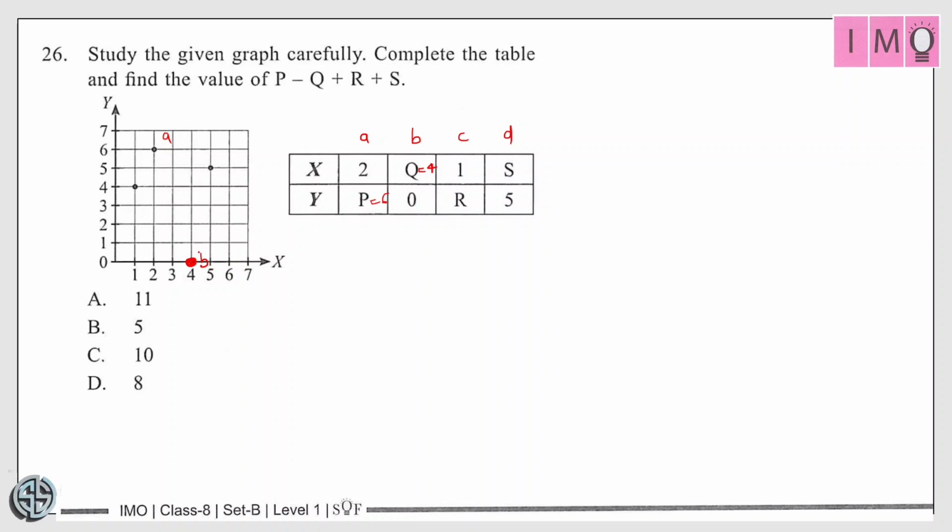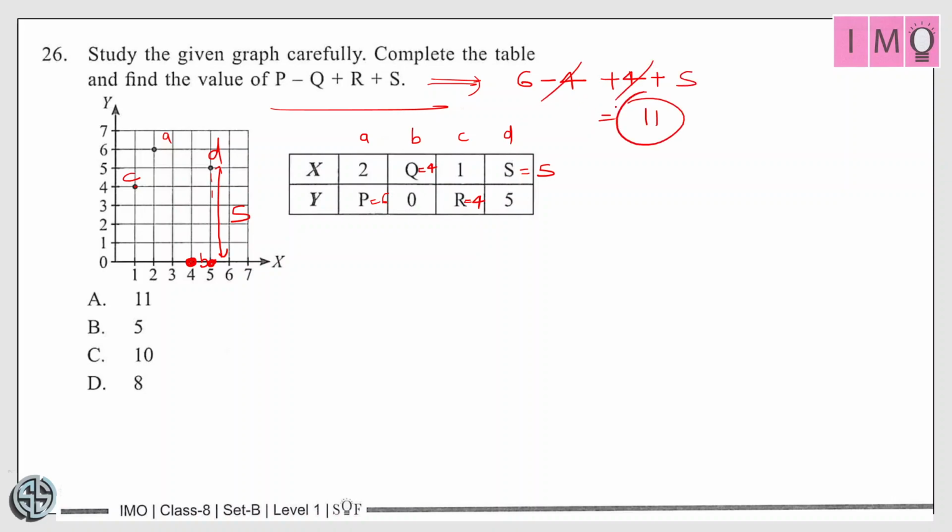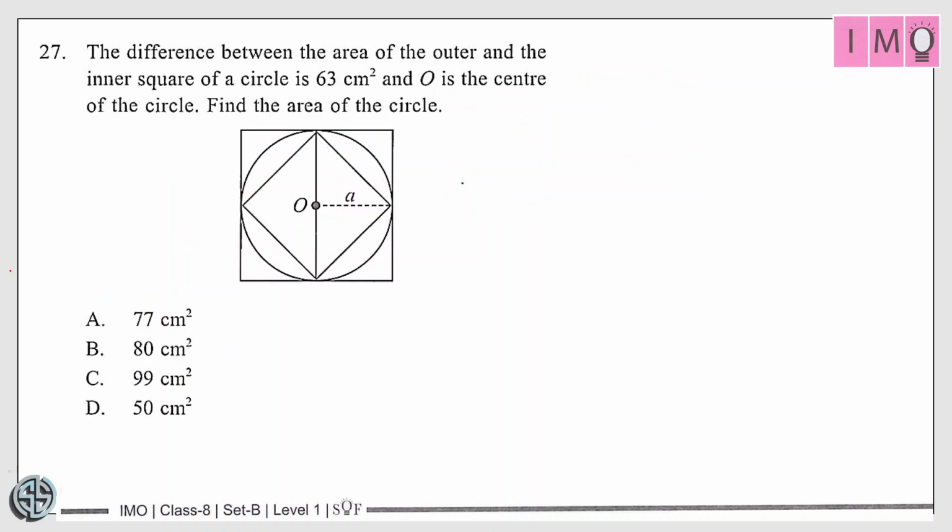Now for point C, the x coordinate is r, so definitely this will be the C point, and r will become 4 from here. And for the D point, it is (s, 5), you have to move s, then 5 units up, so definitely this will be the point because you have to move only 5 units here. So this will be the D point, so the value of s will be 5. Now you have to do this expression. P is 6, minus q, q is 4, plus r which is 4, and plus s which is 5. So 4 and 4 cancel, and the answer will be 11 here. Option A is the correct answer.